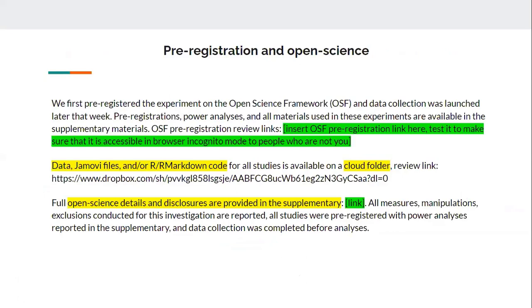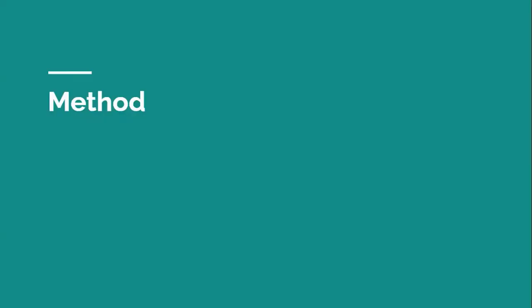You would also need to include a section on pre-registration and open science. So this is quite simple. Just follow our template and then provide the important links for the OSF pre-registration, raw data, transformed data, analysis files, R or RMarkdown code outputs with the group folder link, as well as open science disclosures information and supplementary link. Just place the links in the highlighted areas, then it's good enough.